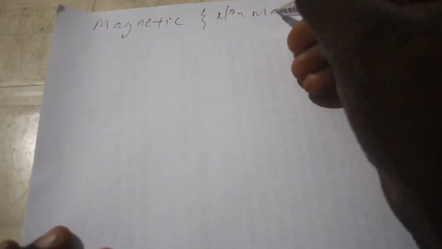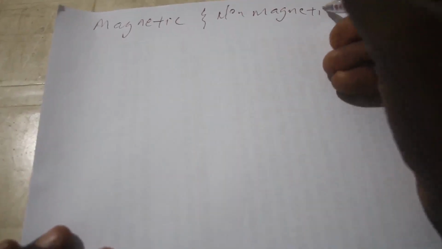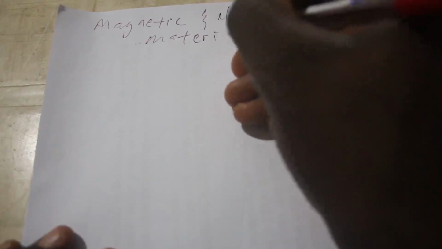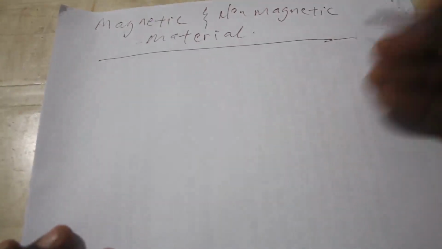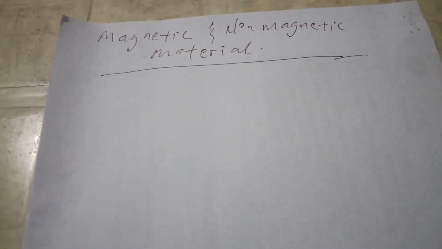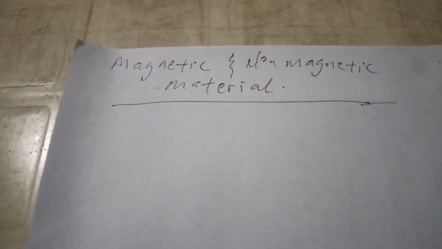So here, let's talk about magnetic and non-magnetic materials. What is a magnetic material? What is a non-magnetic material?